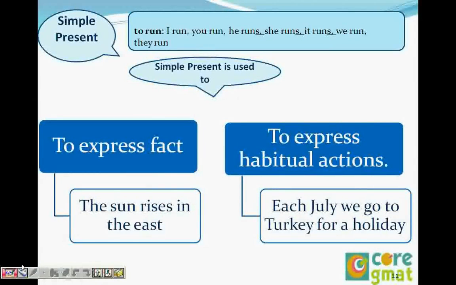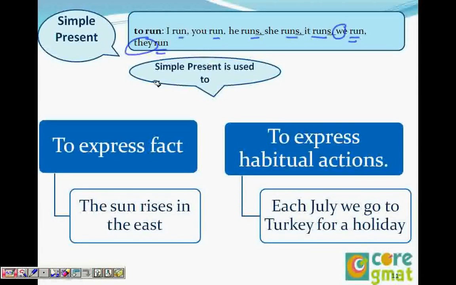So we'll take the simple present first. If I take a verb like "to run", simple present says I run, you run, he runs, she runs, it runs, we run, they run. He runs, because he is singular and verb plus s is singular. As soon as you use a plural form, it becomes without s. So the singular takes s, and the plural is without s.